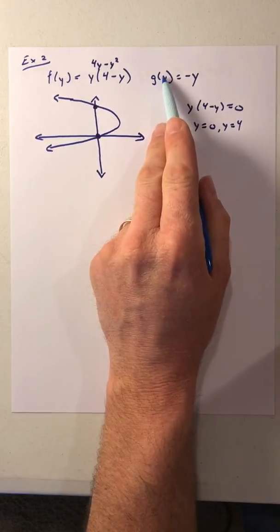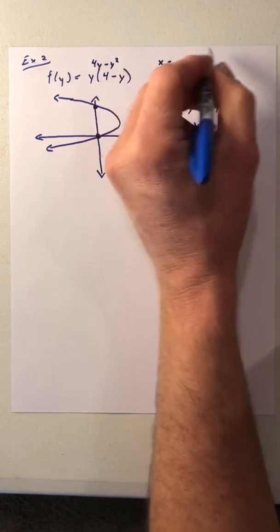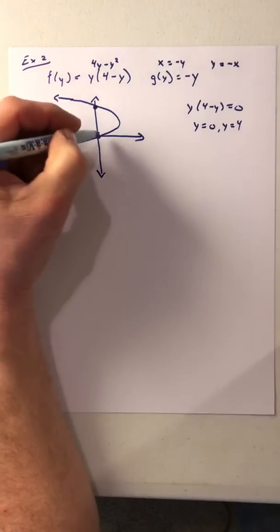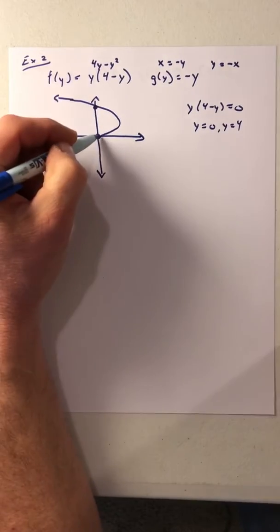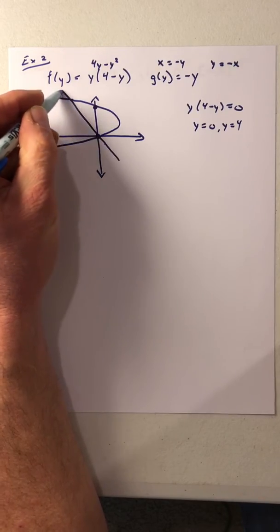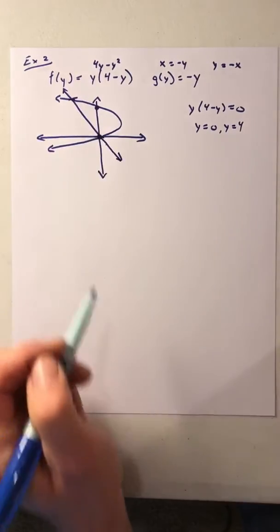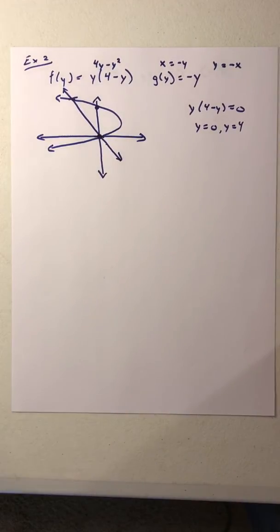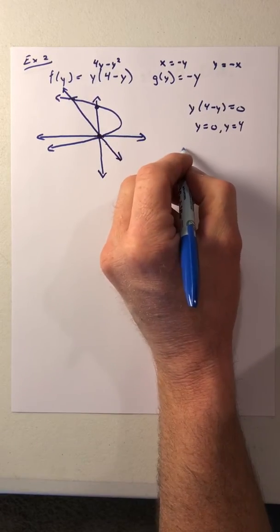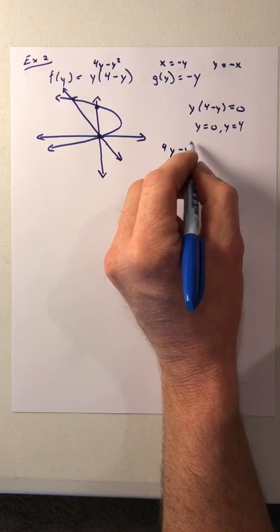If I graph x equals negative y, well, I can also say that that is y equals negative x, which is more familiar to me. So I start here at 0. I'm going down 1 and over 1, so my graph is going to look something like this. Again, I have to find these points of intersection, but I'm looking for the y values. So again, we can set those two equations equal to each other, and I've already multiplied it out, so I might as well use it.